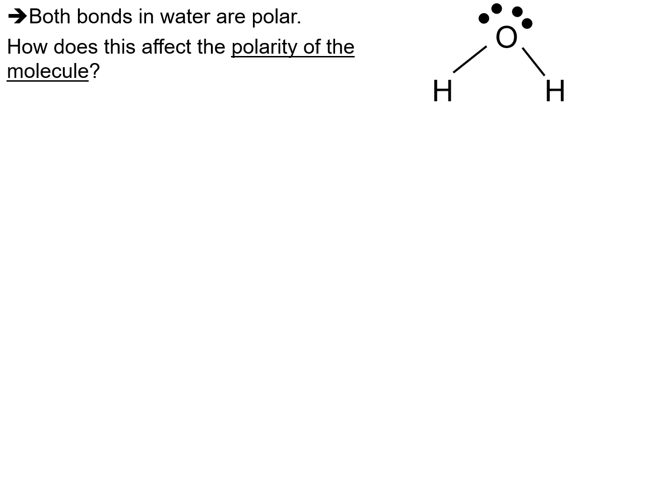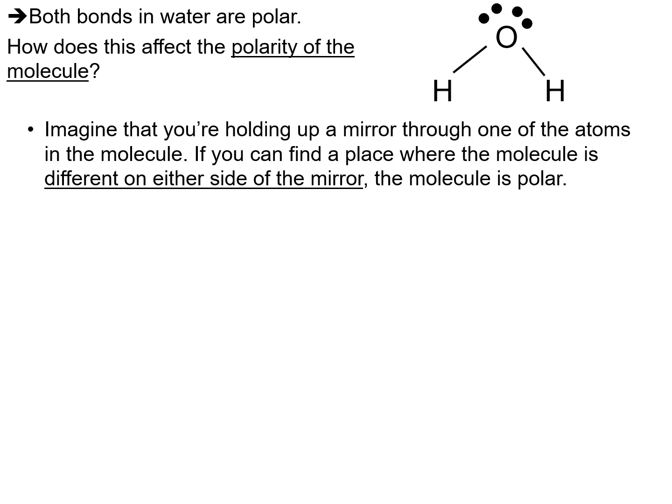So just a quick reminder on how to determine if a molecule is polar or not. Let's consider water. Hopefully you remember that water is polar, and we know that both of the bonds in water are polar. So let's look at how it affects the polarity of the molecule. When you're trying to evaluate polarity, one of the ways you can do it is you can draw the structure with the appropriate 3D geometry. In this case, water is AX2E2, which means it has a bent structure.